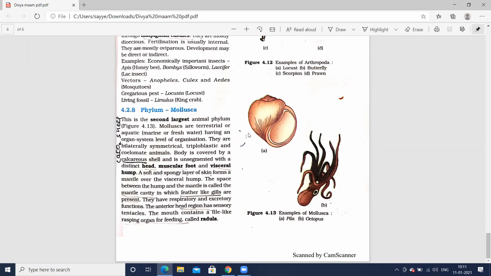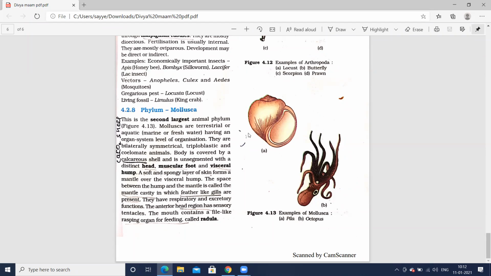The body is covered by a calcareous shell. It is unsegmented. We will not be able to see any segments over here. There is no metamerism found. It is entirely unsegmented. There is a distinct, very clear head, a muscular foot, and a visceral hump. Head everybody knows, foot everybody knows. What is this visceral hump?